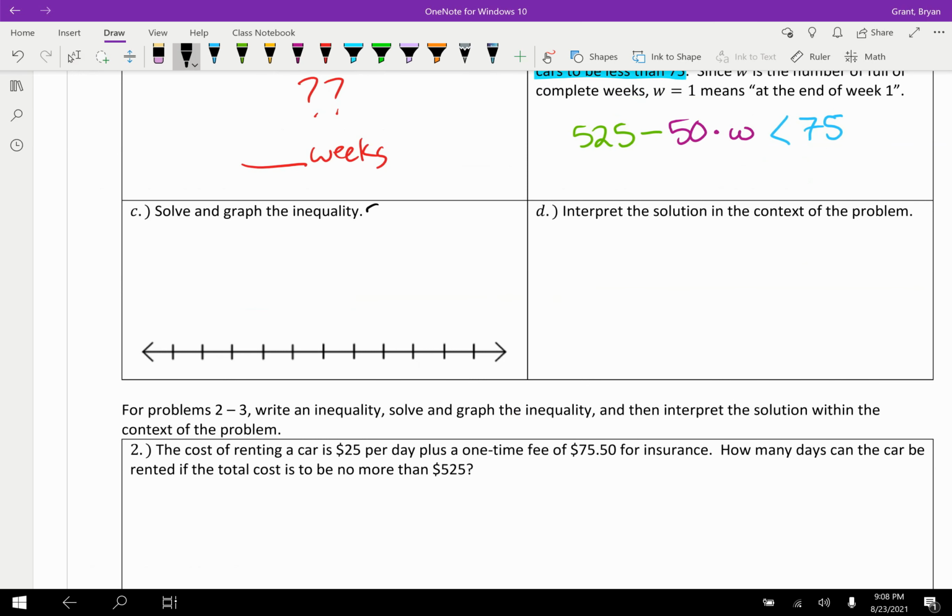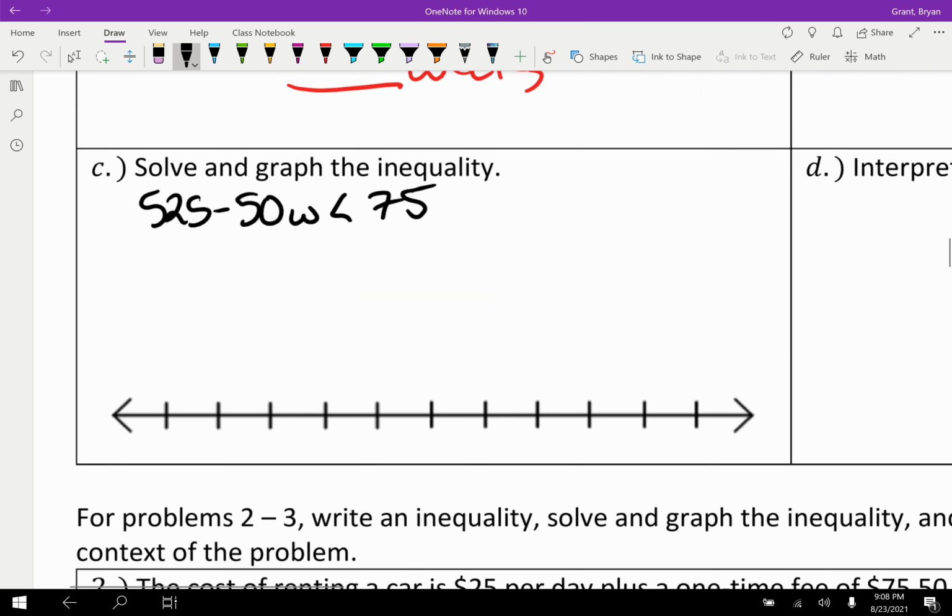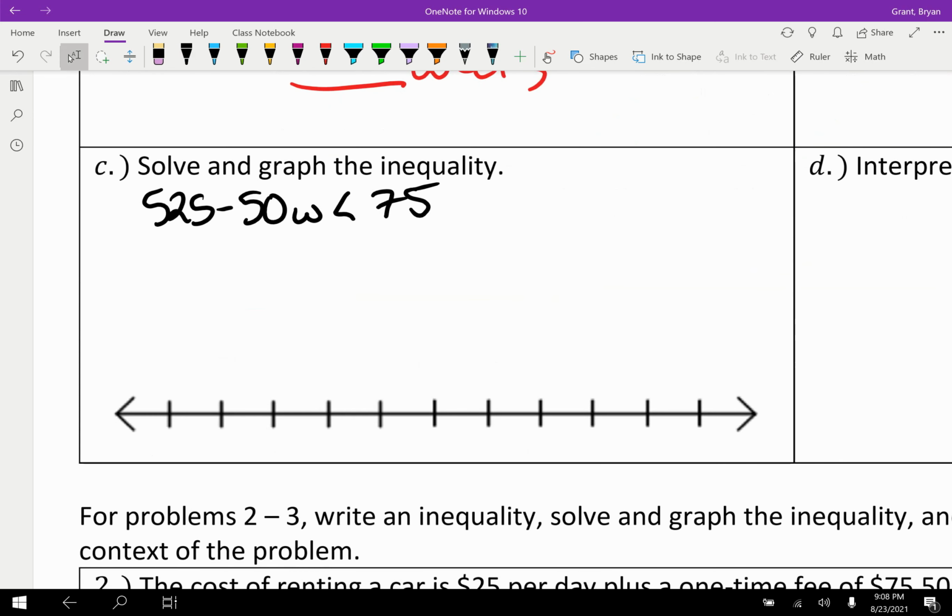I'm going to take the most space I have, which seems to be over here. We'll just use 2 columns just in case. 525 minus 50 times W is less than 75. We'll zoom in here. I am going to rewrite this really quickly. I'm going to put the negative 50W first and the positive 525 second. I think that'll make our lives easier. So now our first step is we need to undo the 525 from each side.